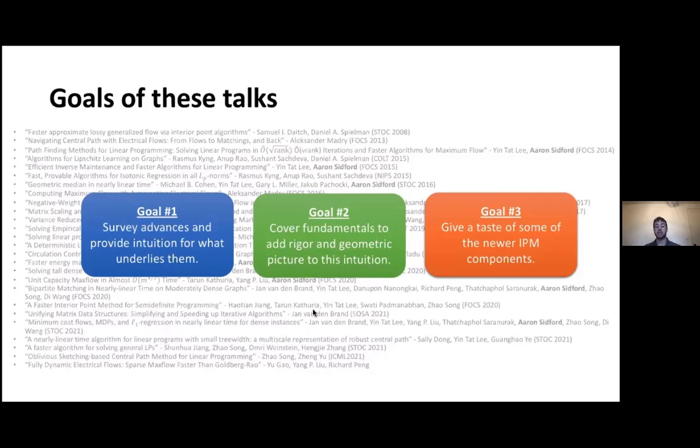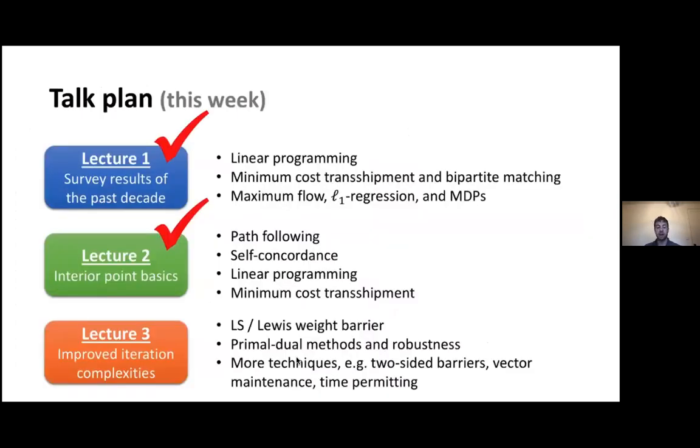And the goal for today is to wrap up some of that coverage of classic interior point theory and give a taste of some of the newer components of interior point methods over the last 5 or 10 years. So that's the plan. So today we'll be wrapping up what we were covering last lecture on interior point method basics, or classic fundamental theory for path following interior point methods. And what we'll be doing today is covering some more recent material over the last decade on getting improved convergence rates using Lewis weights, on primal dual methods and robustness. And as we get towards the end of the class, we'll be a little more high level, but please ask me questions along the way on anything as it should arise.